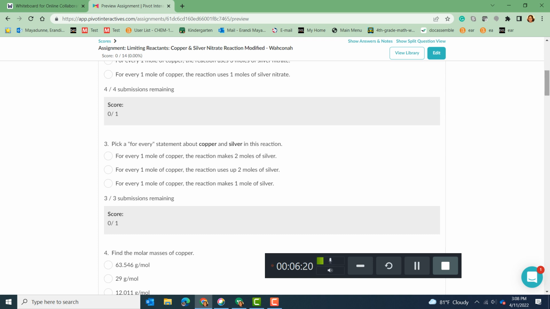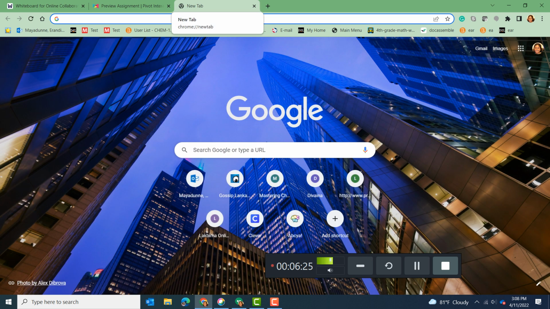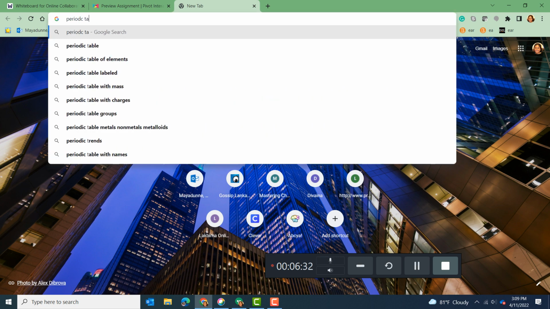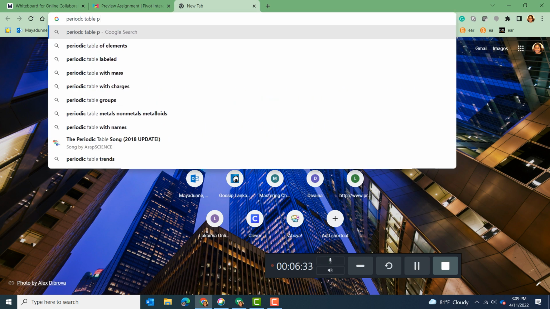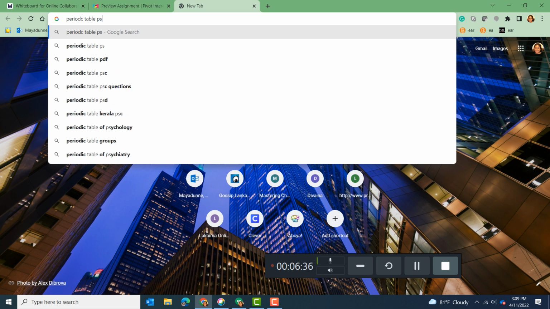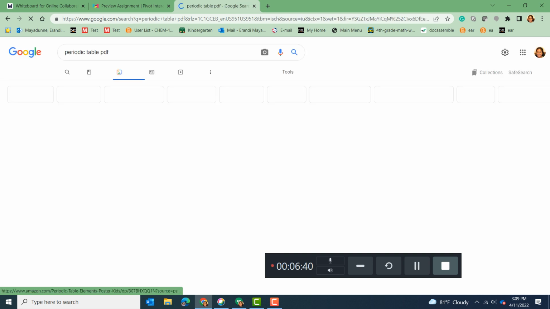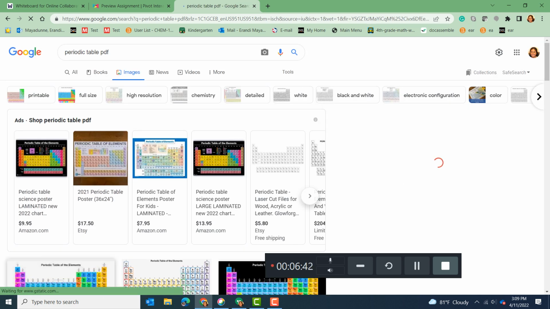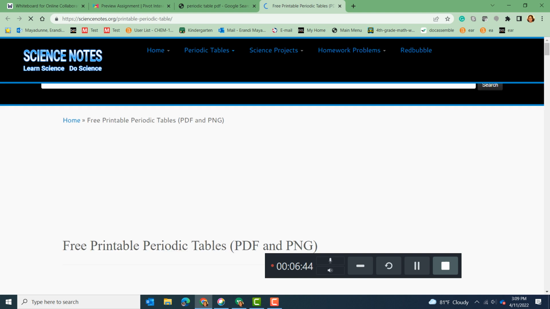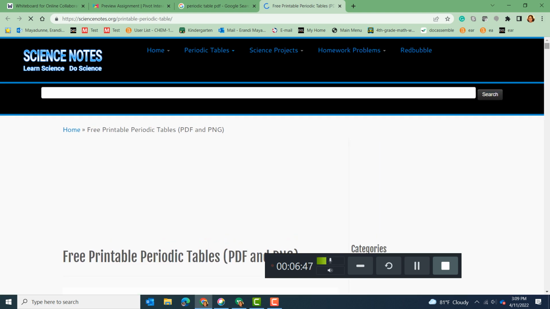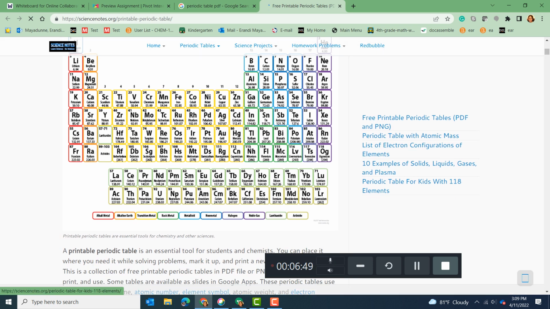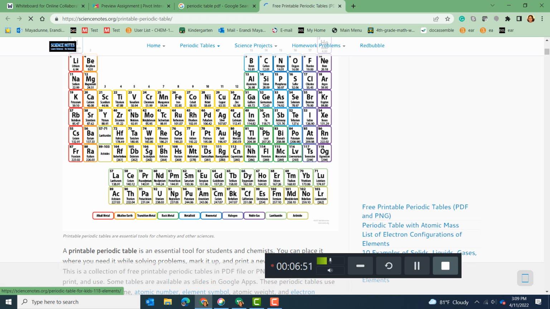How do you know? Do you want to memorize? No, you don't. You can have the periodic table in the exam. It's not in my mind. I think it's 63, but with the periodic table PDF it's easy. Okay, and then you go to copper. You see 63.5 is the molar mass of copper.